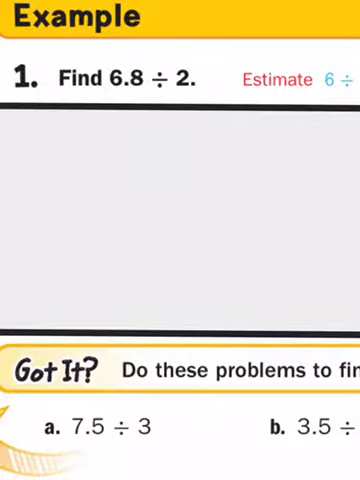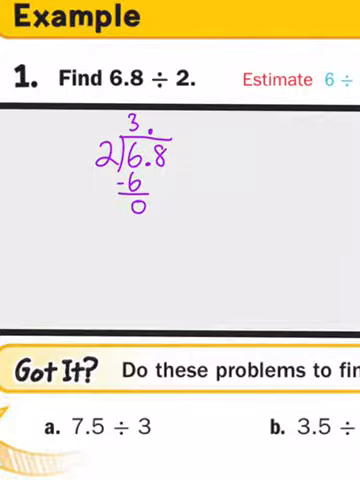Pen ready. So I'm going to do 6.8 divided by 2. Now, what I'm going to do is I actually kind of think of this as 68 divided by 2. So I know 2 goes into 6 3 times, which is 6. And if I subtract, I get 0. And every time I subtract, I must bring the next digit down.